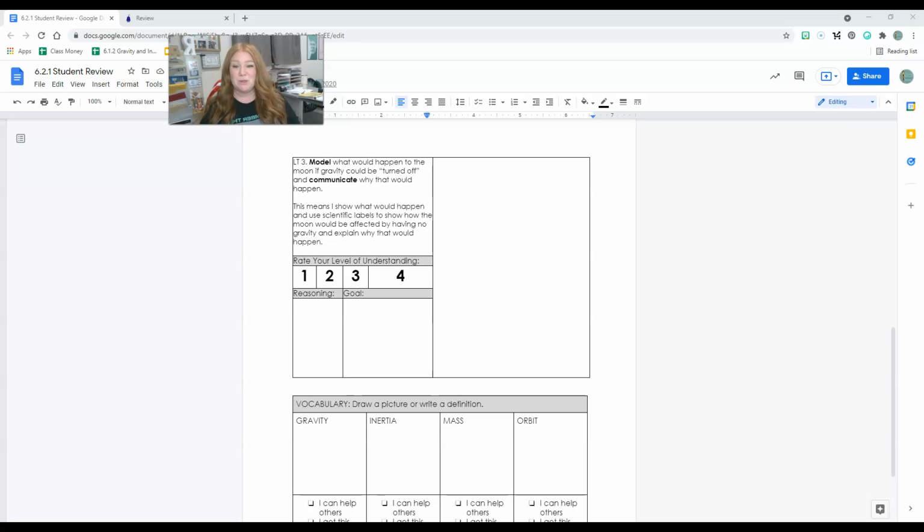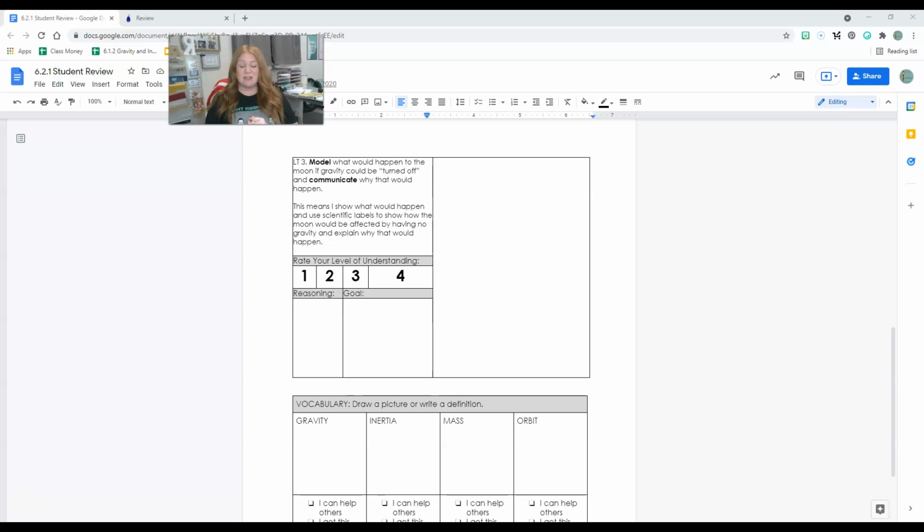Next up, we are going to model, so that means to draw. What would happen to the moon if gravity could be turned off? So if we could magically turn off gravity, what would happen to the moon? And then communicate why that would happen.